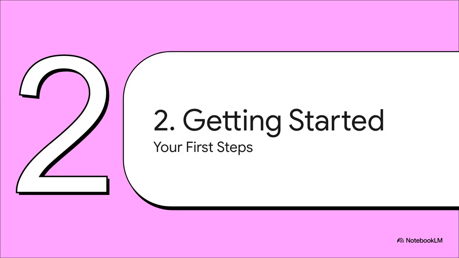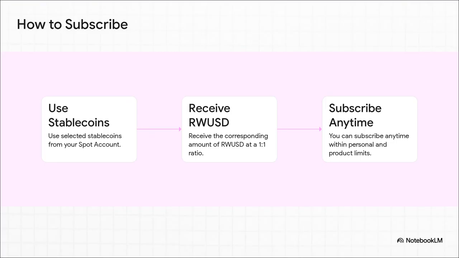All right, enough with the theory. Let's get practical. How do you actually get your hands on some RWUSD and put it to work? The process is actually super straightforward. You just use the stablecoins you already have sitting in your spot account to subscribe. And when you do, you get RWUSD at a simple 1-to-1 ratio. So if you put in 100 stablecoins, you get exactly 100 RWUSD.